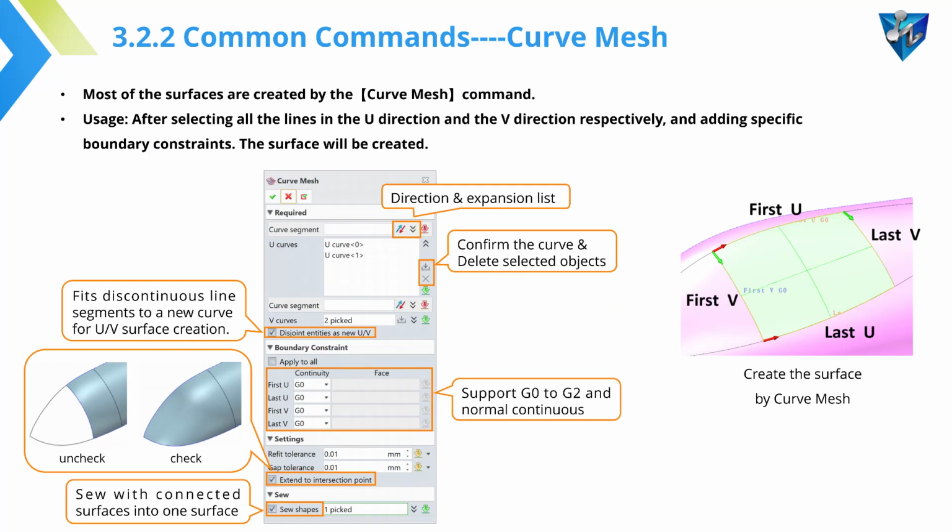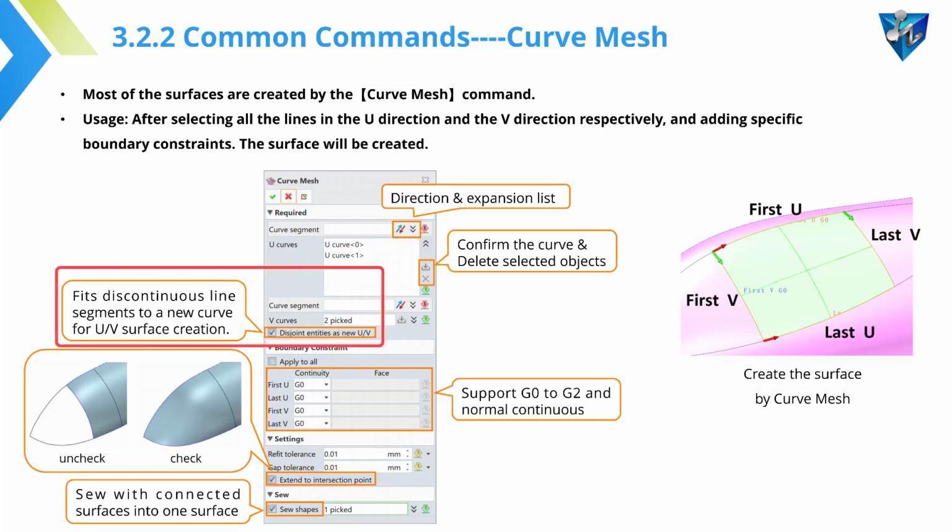Next, I introduce the curve mesh command, which is frequently used in creating surfaces. The usage of this command is selecting the U direction lines and the V direction lines and then adding the boundary constraints. The surface will be created. We support G0 to G2 continuity.